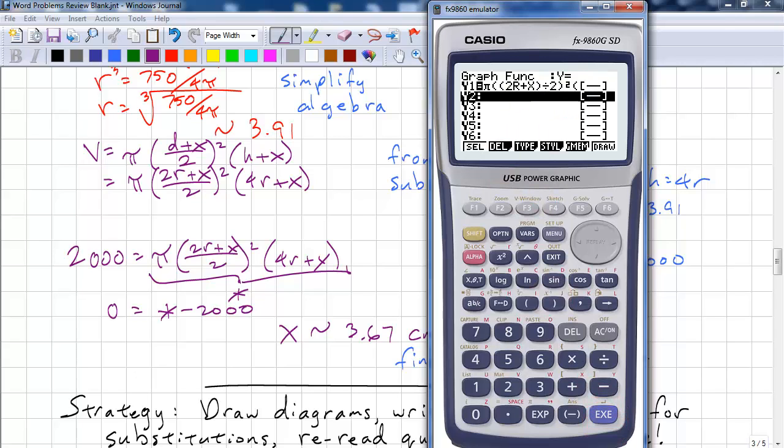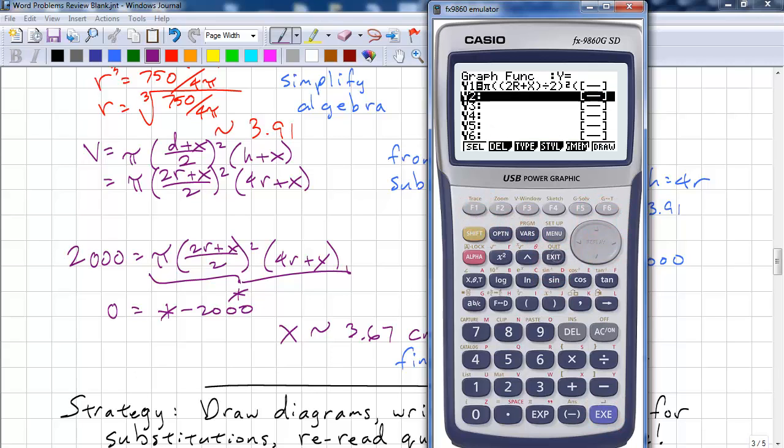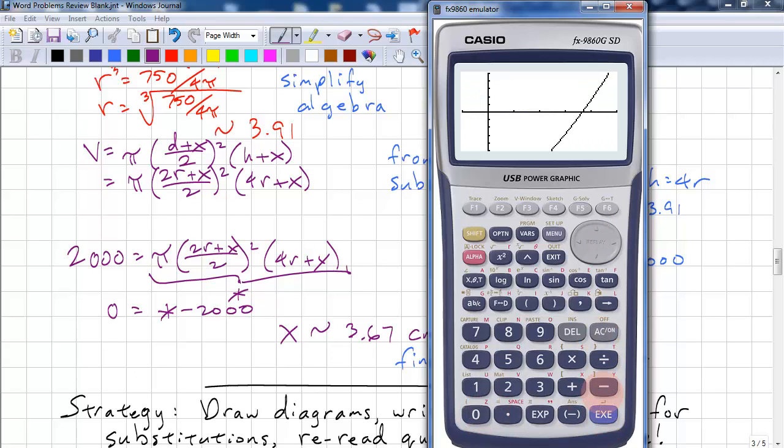Unfortunately, with the Casio, you can't set the window before drawing, so you need to draw it first. And of course, I forgot to subtract minus 2,000. And draw. And the window's actually okay for this, so we'll just leave that. And G-Solve and root. And again, our answer is 3.67.